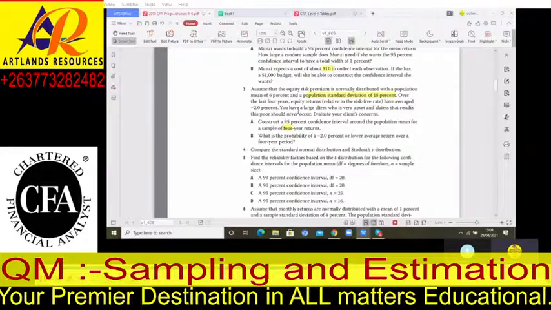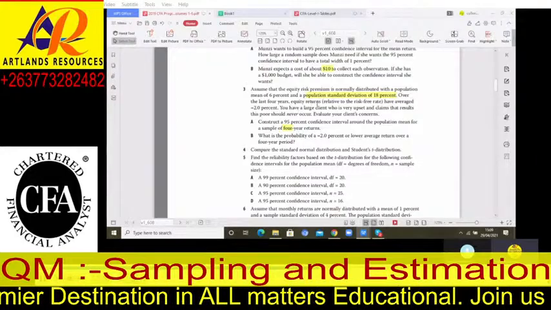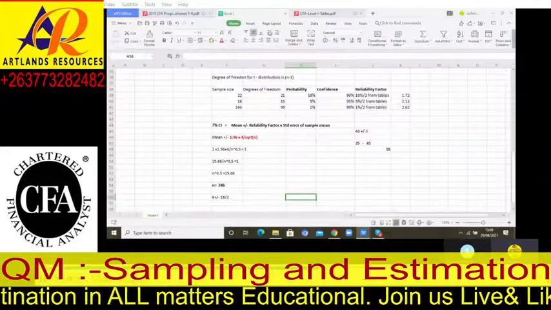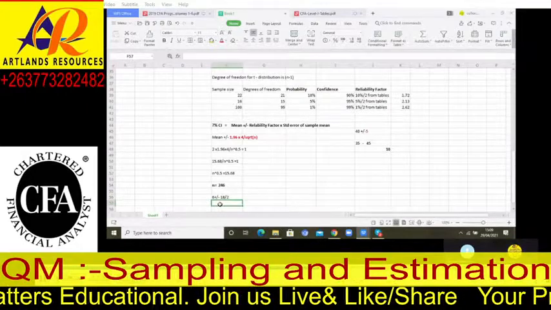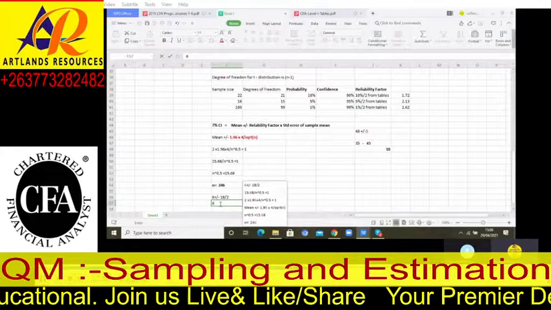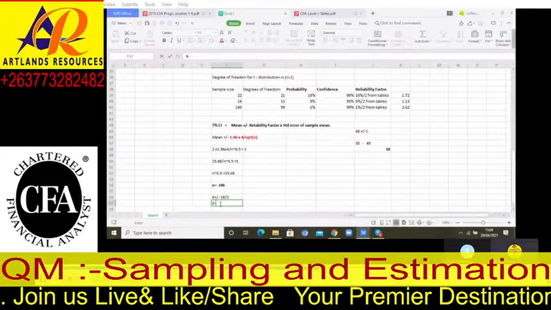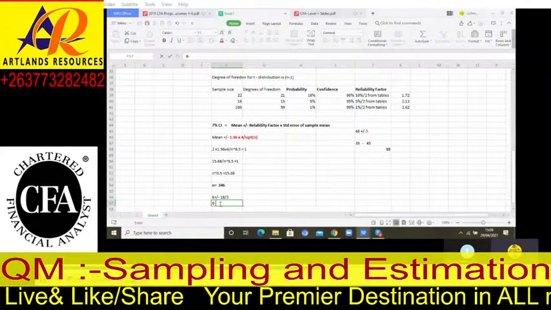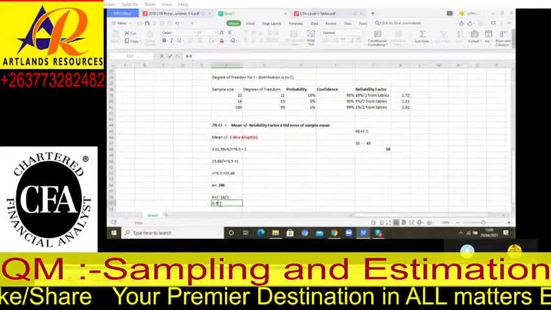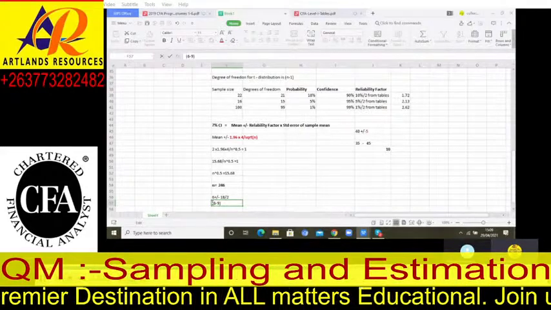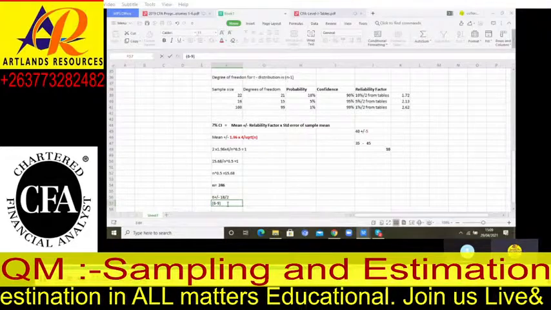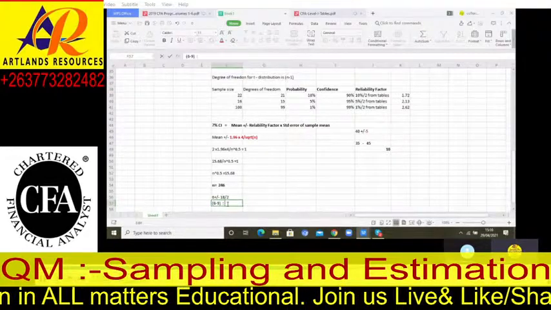Now, what then becomes the confidence interval that we have to construct? 6 plus or minus 9. So it becomes 6 minus 9. That's the confidence interval. You can put it in brackets, 6 minus 9 to 6 plus 9.